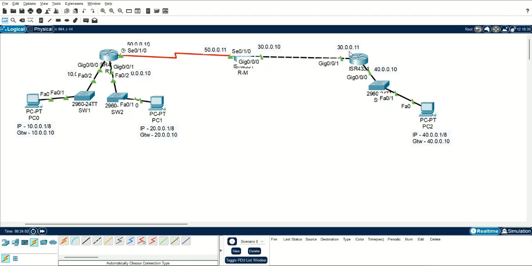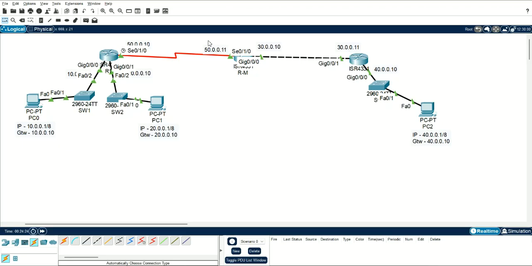If your gateways are in different directions, how many gateways do you have? 50.0.0.10 is one gateway, 30.0.0.11 is another gateway. If you have multiple gateways in different directions, then you cannot write default route.